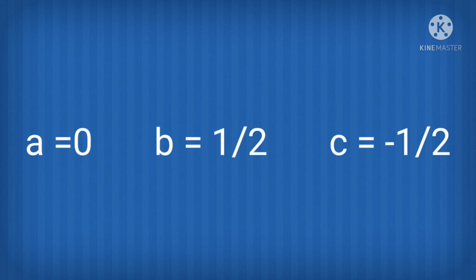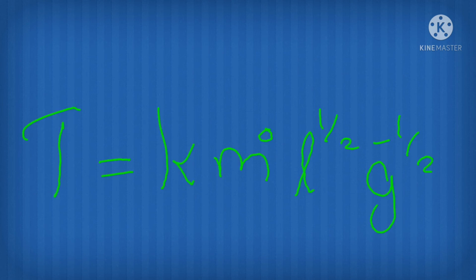Substitute that minus 1 by 2 in B plus C. So B minus 1 by 2 equal to 0 you will get. So we can write B equal to 1 by 2. Now, A equal to 0, B equal to 1 by 2 and C equal to minus 1 by 2 are the values you got for the powers. We can substitute these in the equation T equal to K M power 0, L power half, G power minus half. So M power 0 is 1.